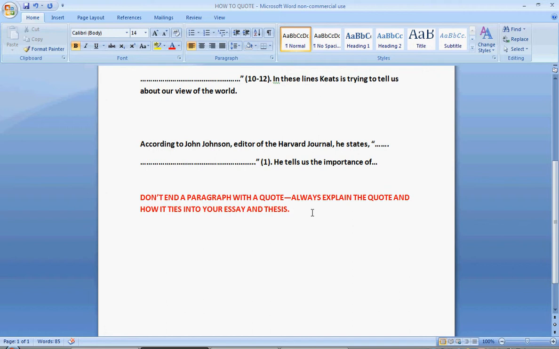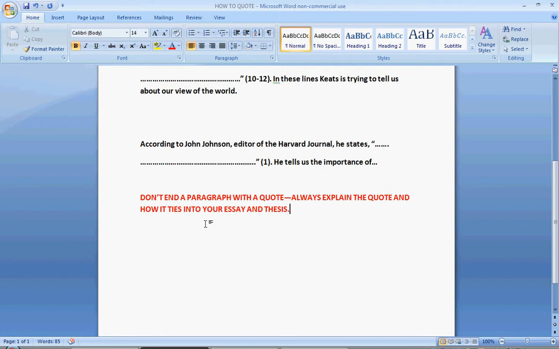You always want to explain how the quote ties in with your thesis or what you're talking about or explaining, so I want you to always explain your quote, so that way I know you know what you're talking about. So again, don't end a paragraph with a quote. And just in general, that's probably a pretty good idea.